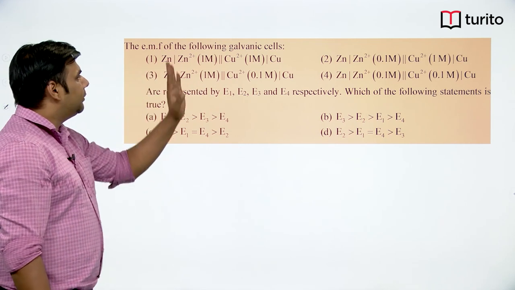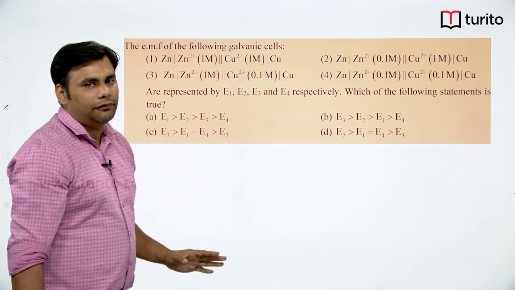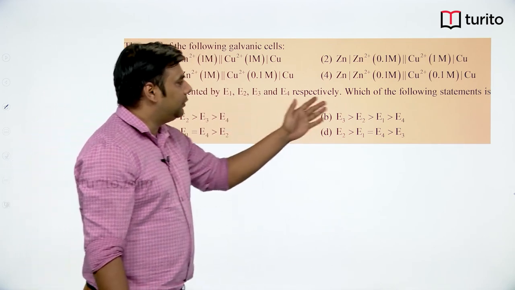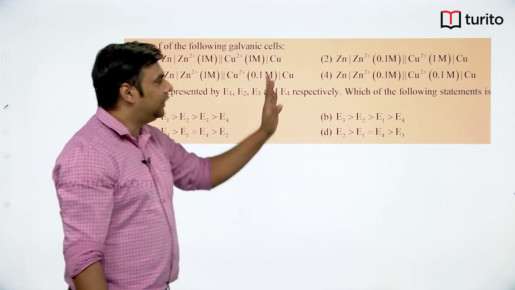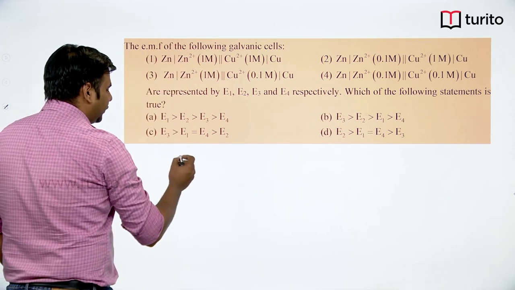The question says that the EMFs of the following galvanic cells, there are 4 galvanic cells given to us, are represented by E1, E2, E3 and E4. The question asks which of the following is true, out of these 4. So let us look at the first reaction.